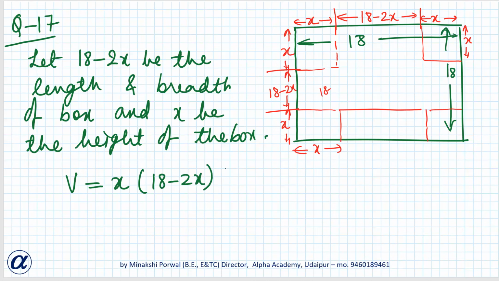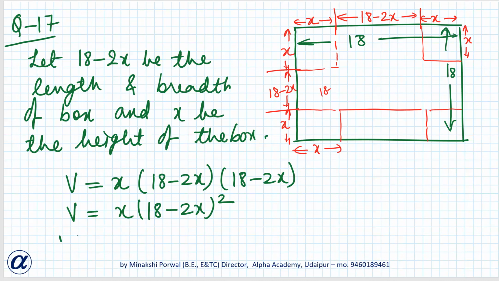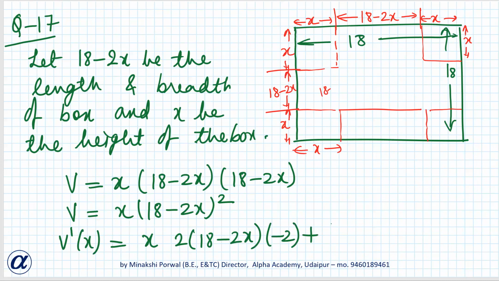Okay, so if these are the sides, volume of the box will be x into 18 minus 2x into 18 minus 2x. Okay, so v can be written as x into 18 minus 2x the whole square. Okay, we have to maximize the volume. Okay, so we'll first of all find its derivative, v dash x: first into d by dx of second, so 2 into 18 minus 2x into minus 2, plus second into d by dx of first.